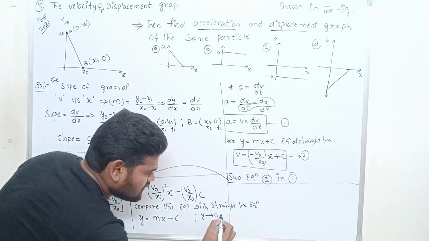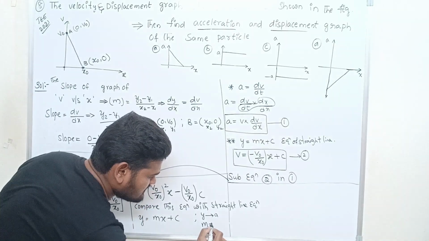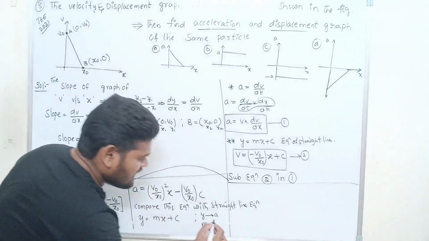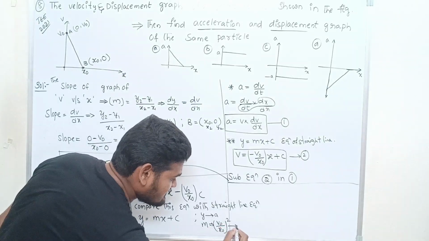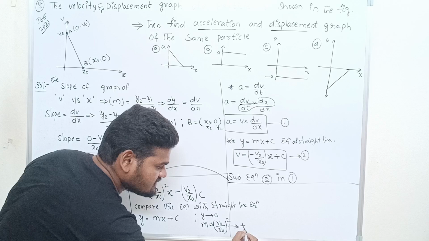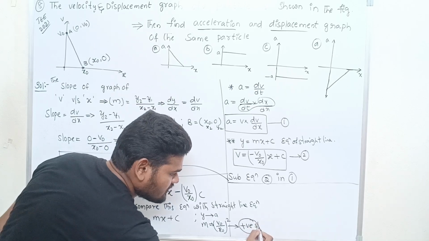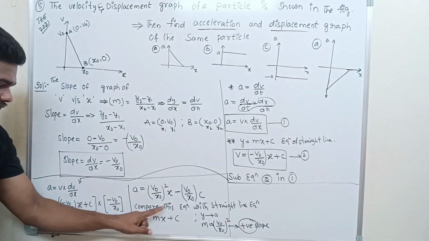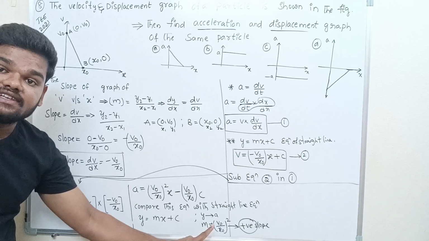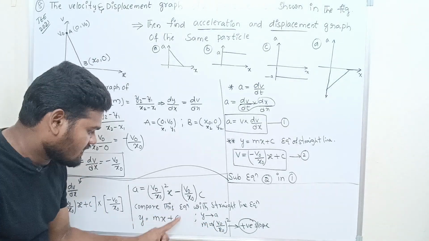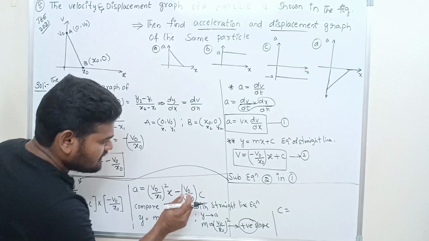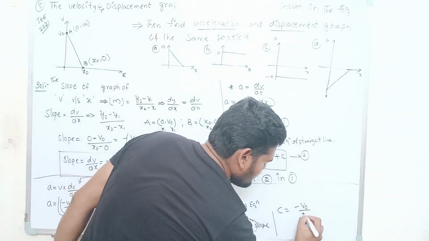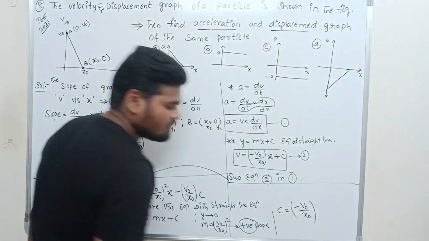m, what is the value of the slope we got? Slope is equal to (v naught by x naught) whole square. This is the slope, and it is a positive slope. Whatever slope we got here is a positive slope. And the constant term c is equal to, we got, minus v naught by x naught.